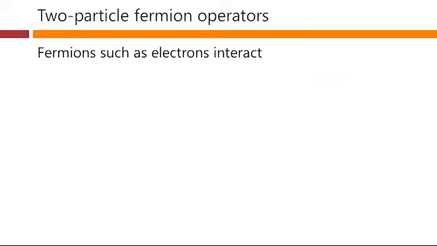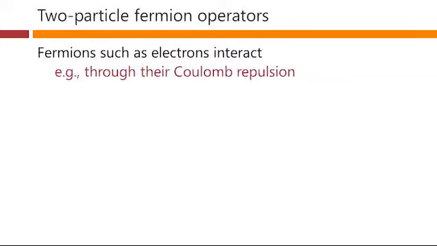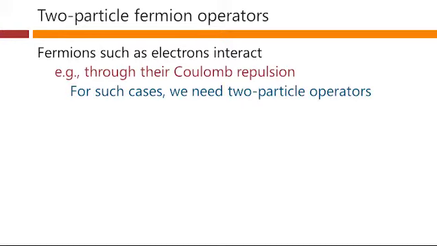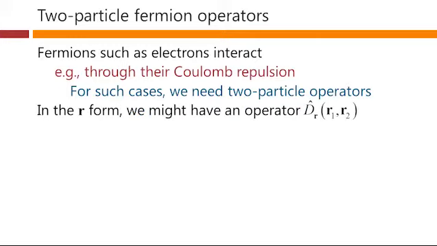Fermions such as electrons interact, of course, for example through their Coulomb repulsion. For such cases, we need two particle operators. Now, in the r or position form we've worked with before, we might have an operator, d, r, of two different coordinate sets, one for one particle and one for the other.